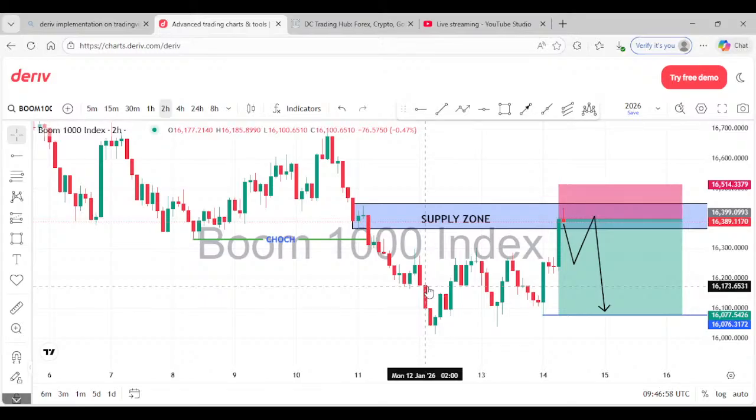So on our spike detector, we also have two signals. We have a sell in Crash 300 and also Crash 900. Those are the three signals that we have. We have some sells here.